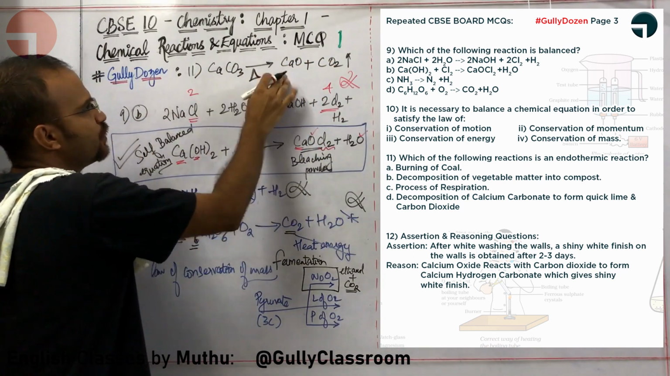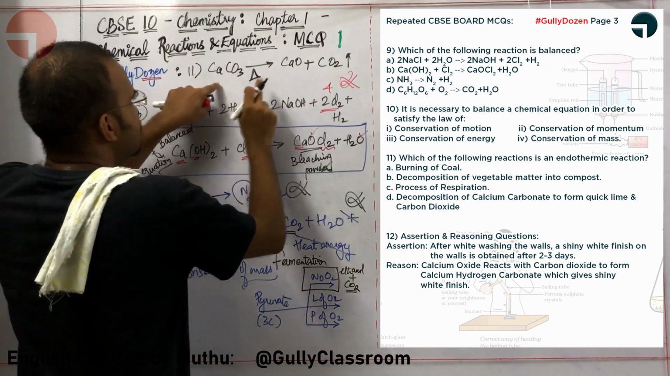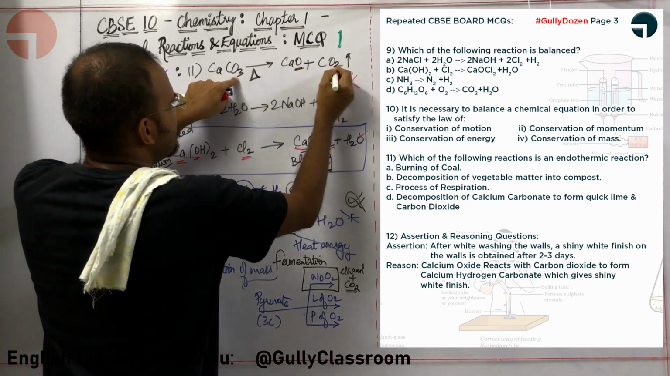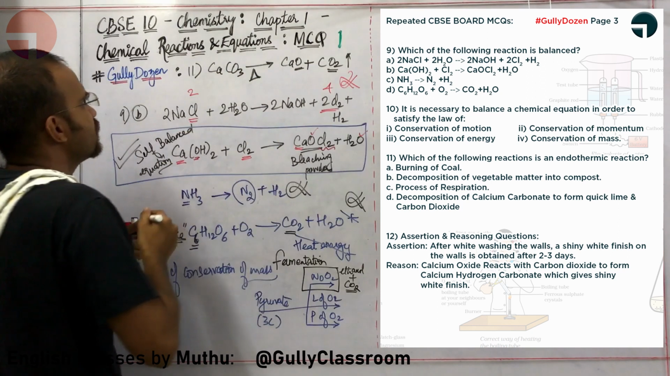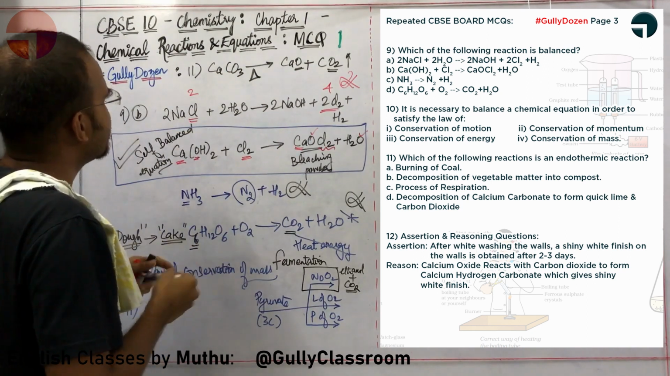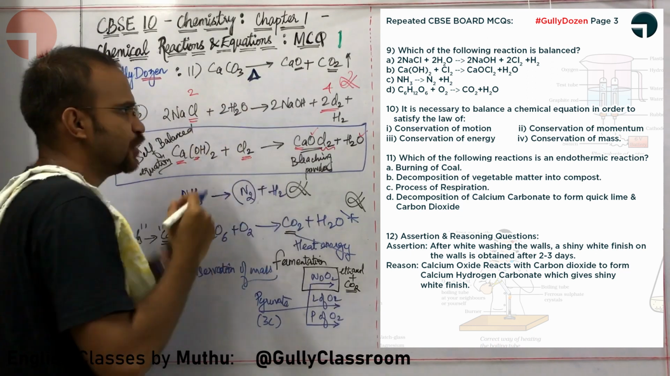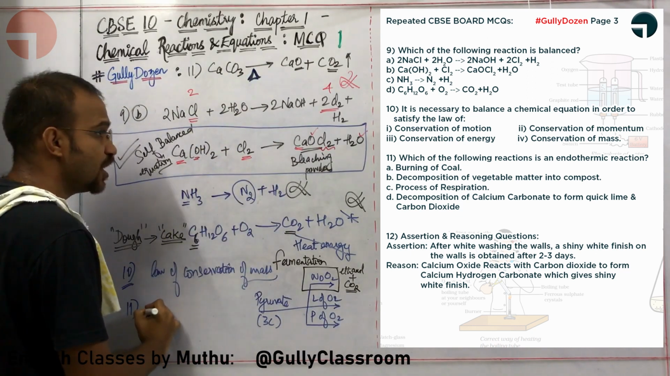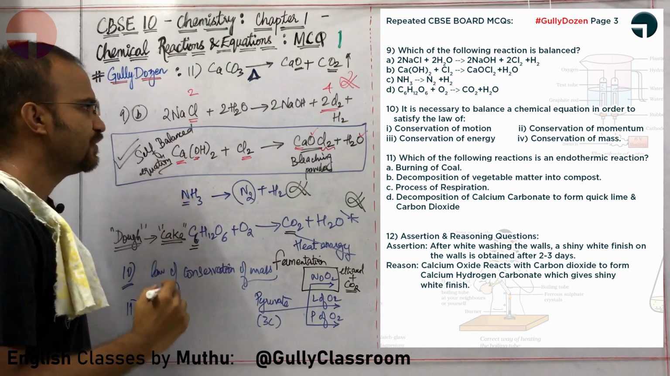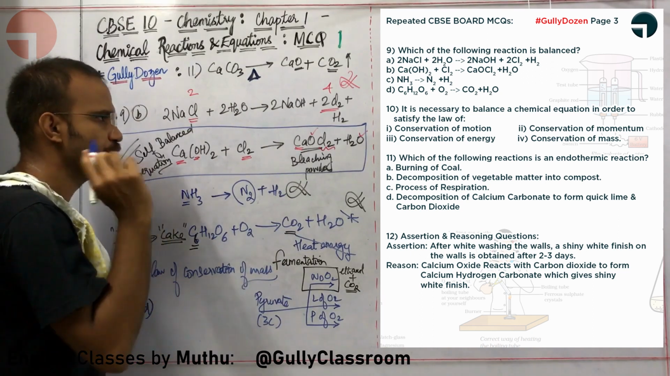This equation is self-balanced. 1 Ca, 3 oxygen, so here there is 3 oxygen, 1 carbon. This equation is self-balanced. So what else? You are giving heat to this particular reaction, which means it is endothermic. For the 11th question, the option is option D.